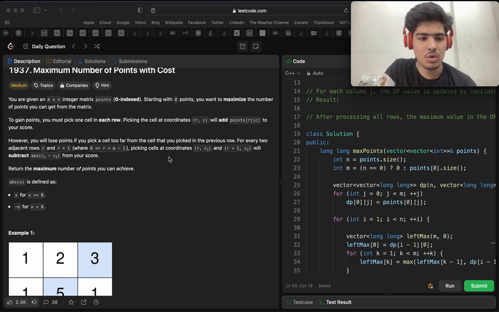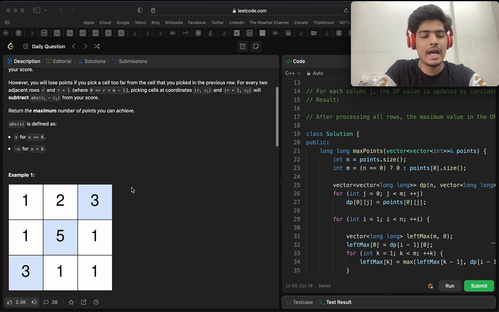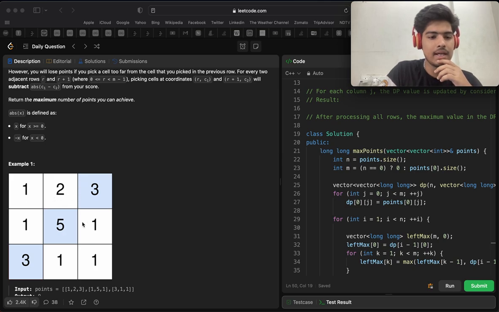the previous row. For every two adjacent rows, r and r plus 1, picking cells at coordinate r1, c1 and r plus 1, c2 will subtract the absolute value of c1 minus c2. It means if I am picking elements from different rows, different columns actually, you can see this example. The first condition is I can only pick one cell in a single row.